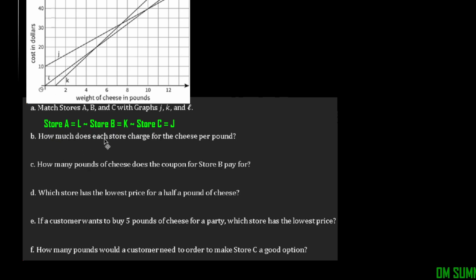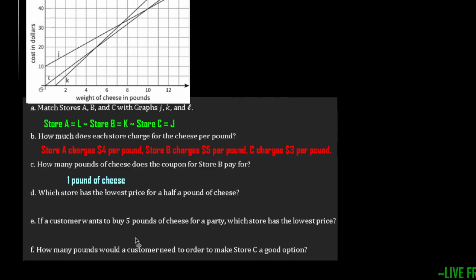And for part B, it says how much does each store charge for the cheese per pound? We can say store A charges $4 per pound, store B charges $5 per pound, and store C charges $3 per pound. Then it says how many pounds of cheese does the coupon for store B pay for? Well, if we look at the graph, we start at that point 1, 0. So we're going to say that it is worth 1 pound of cheese.